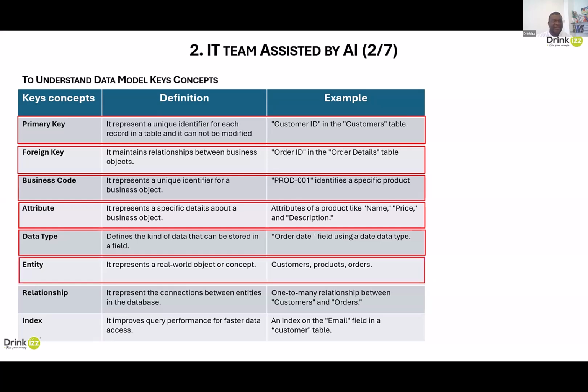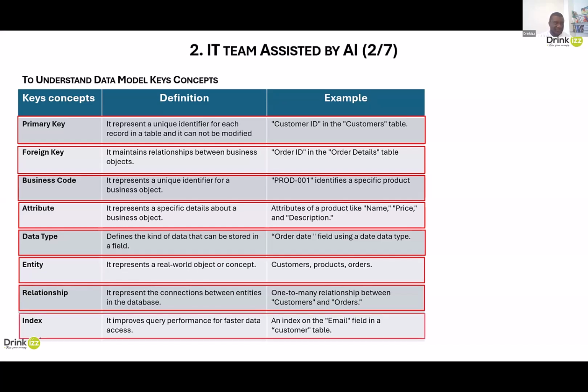Entity, it represents a real-world object or concept. For example, we have the customer, product, and order entities. Relationship, it represents the connection between entities in the database. For example, here we have a one-to-many relationship between customer and order. We will see the example later. So here I just give some definitions.